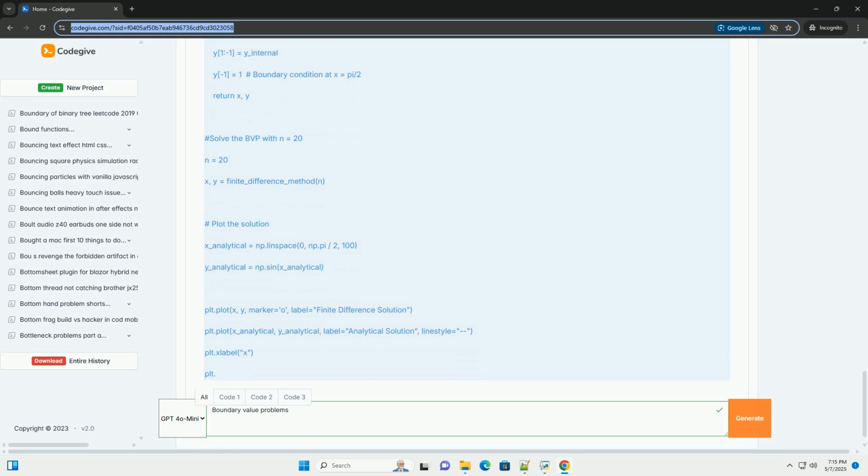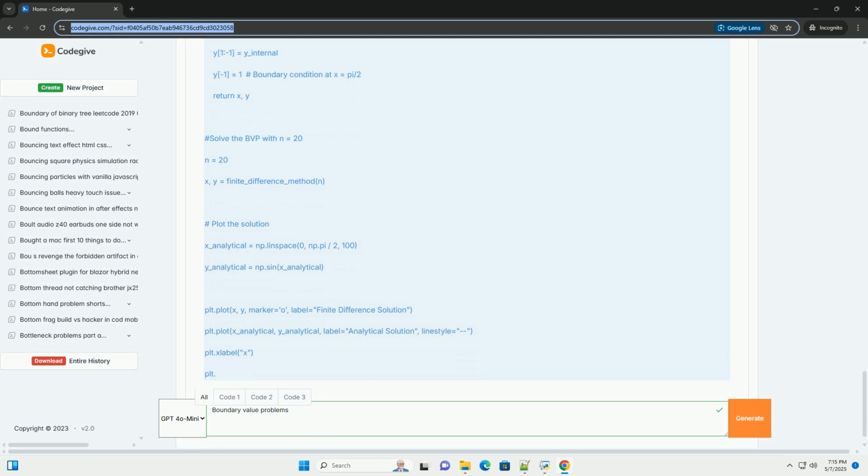b is a vector of length n that incorporates the boundary conditions. In our case, b is mostly 0, except for the last element, which is equal to minus y(pi/2), equals minus 1, to account for the boundary condition at the right end. 5. Solving the linear system: we use scipy.linalg.solve to solve the linear system Ay equals b for the unknown vector y. 6. Incorporating boundary conditions: after solving for the values at the internal grid points, we add the boundary conditions y(0) equals 0 and y(pi/2) equals 1 to complete the solution.